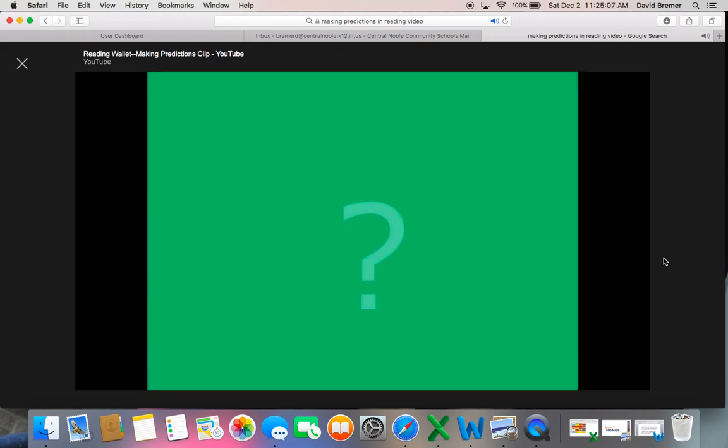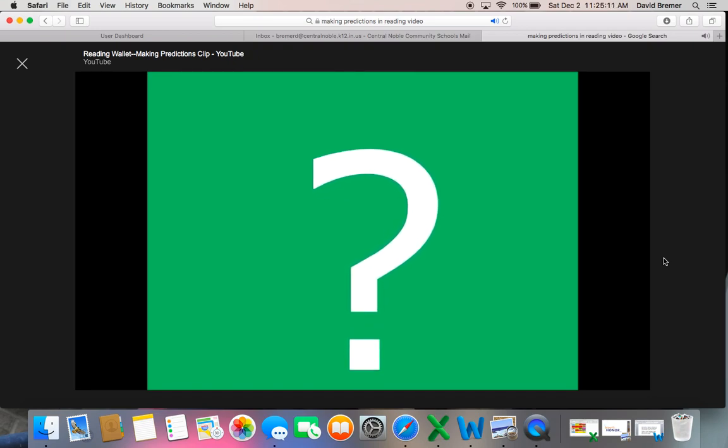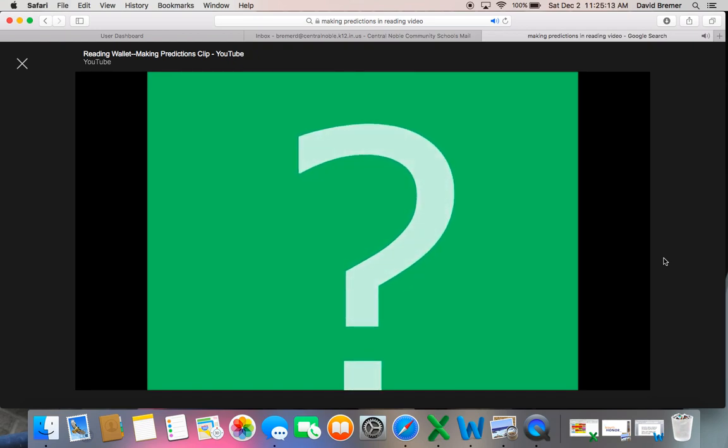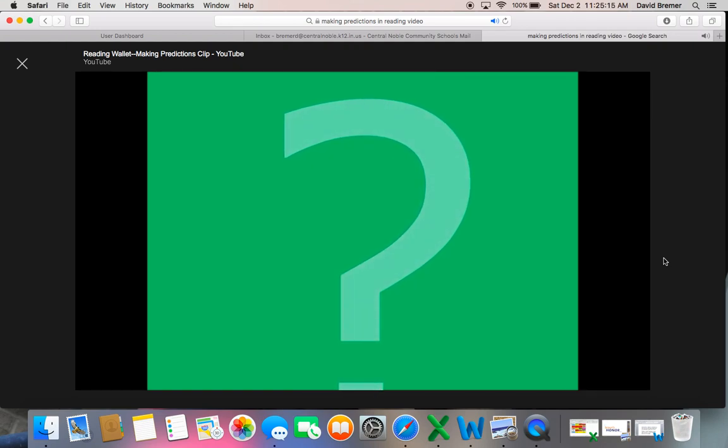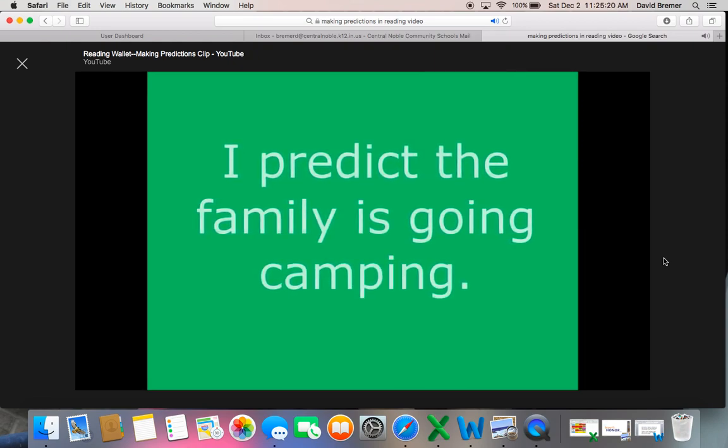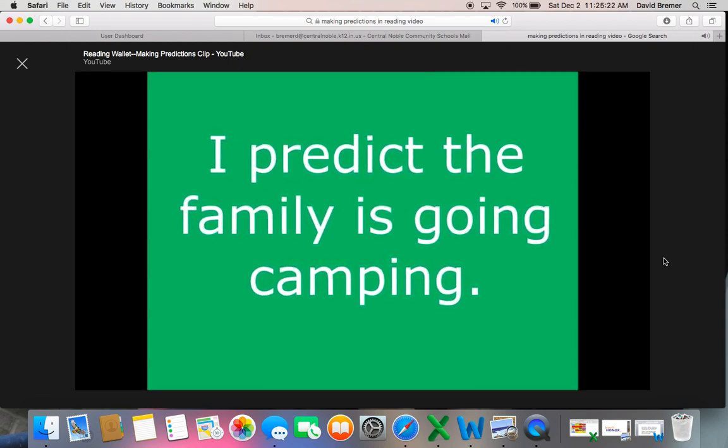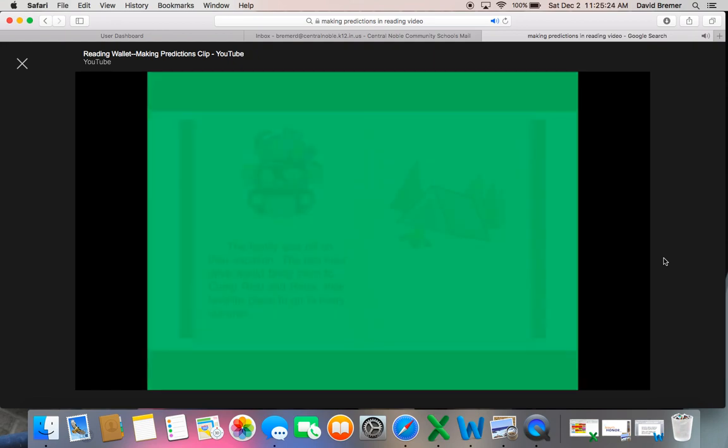Now what do you think will happen next? At first, we thought they were going to the beach, but now we've been given more clues like fishing poles and sleeping bags. So maybe we can predict that they're going to go camping. Let's find out what happened.